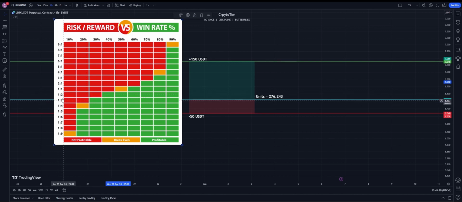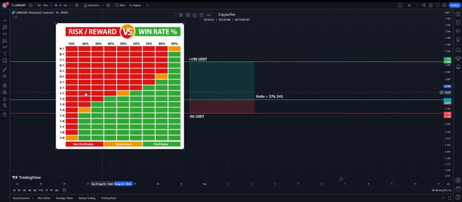If we change it now to a 1 to 3 risk to reward ratio, in this example I'm risking 50 to gain 150. We can see I only need to win 30% of my trades in order to be profitable. So I only have to win 30% of my trades. If we go to 1 to 4, it will be all around break even at 20 to 22%. At 1 to 5, we only need to win 20% of our trades, and so on.